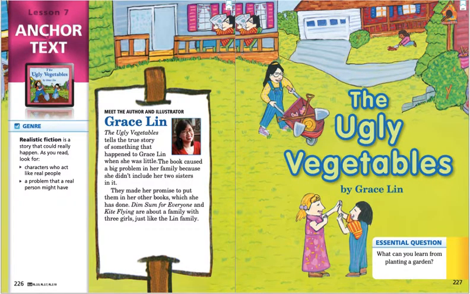Okay, today I'm going to read through The Ugly Vegetables again. The Ugly Vegetables, remember, is Unit 2, Lesson 7 in our Journeys book. And it is a realistic fiction story, which means it could really happen even though it's a fake story.